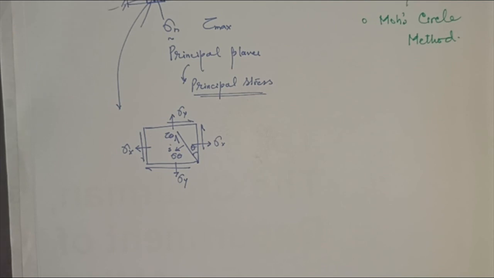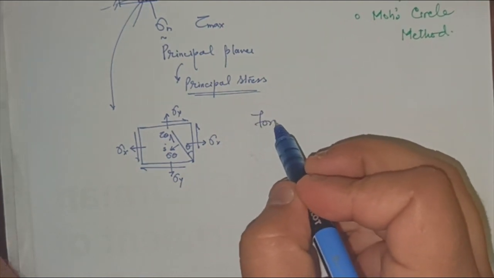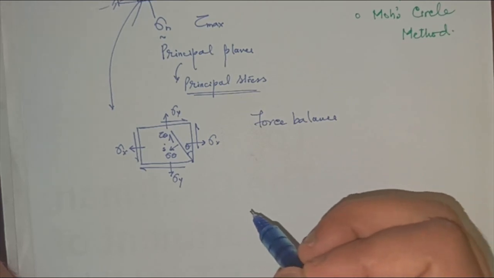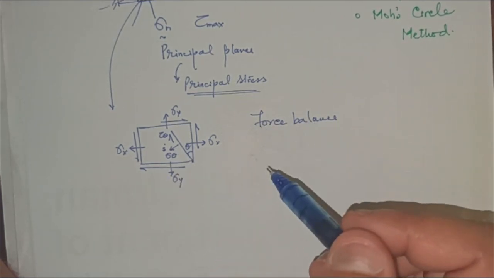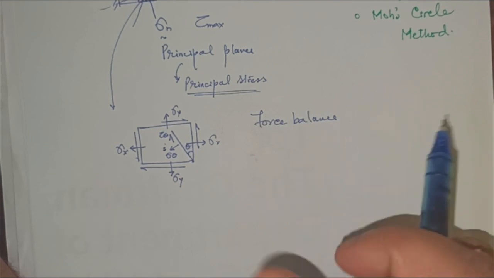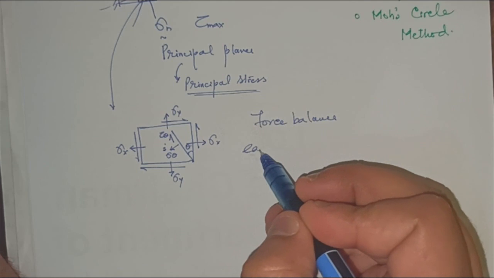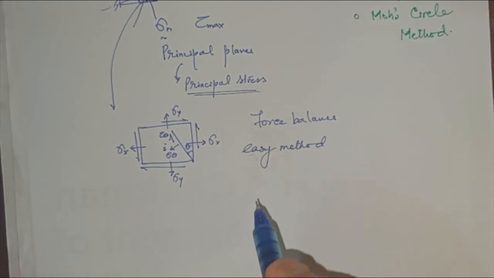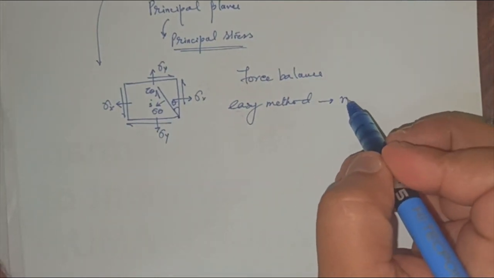Now this is not very difficult. You know that there is something called a force balance. So you can use a force balance method to obtain these values, but this method may turn out to be very tedious. A more easy method is to find out these components by Mohr circle.